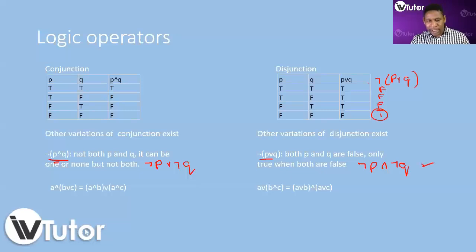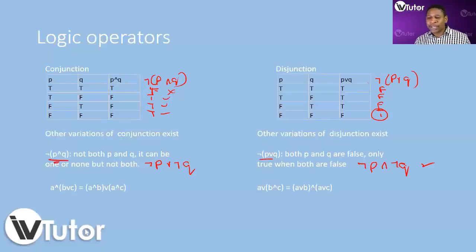That is that. In this one, it is going to be true. So the negation of that is going to be false, true, true, true. It is only going to be false when both of them are true. So not both P and Q, it can be one or none, but never both. So when none of them are true, it can be true. When one of them is true, it can be true, but when both are true, it is false.